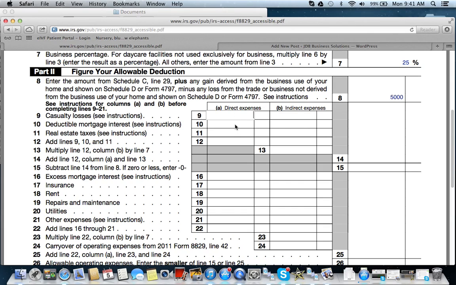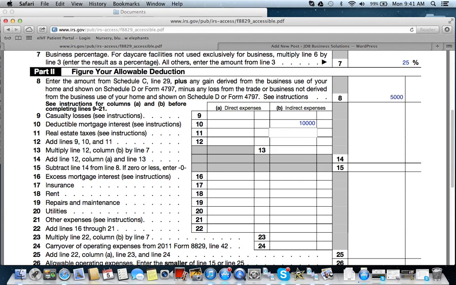Okay, so we're going to say there's nothing there. The deductible mortgage interest, this is almost always an indirect expense, because you almost never pay a mortgage just on your home office. I mean, I guess maybe if you made an addition to your home for the office, but for most people this is going to be an indirect expense. You're going to put the total interest paid on your mortgage, we'll say $10,000, and then you'll come down later and you'll just take 25% of that.